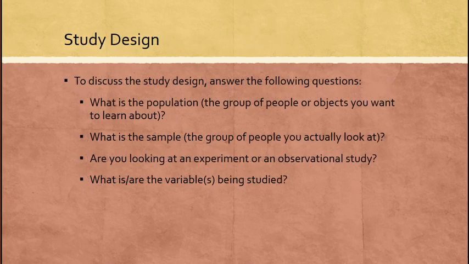As far as the study design, the main things we look for are: what is the population? That's the group of people or objects we want to learn about. Then, what is the specific sample? That's the group of people or objects that we actually look at. And then, is this an experiment or an observational study? And specifically, which variables are we looking at?